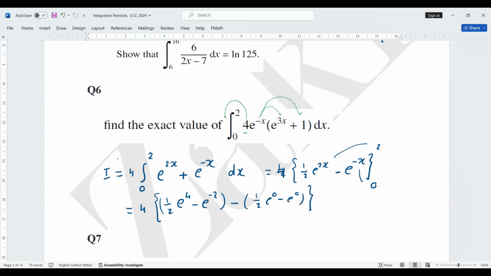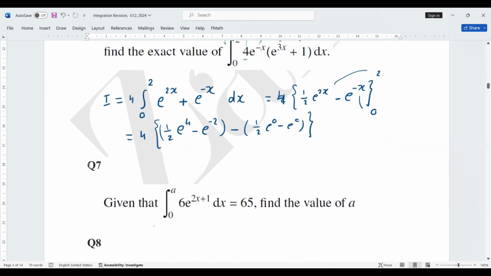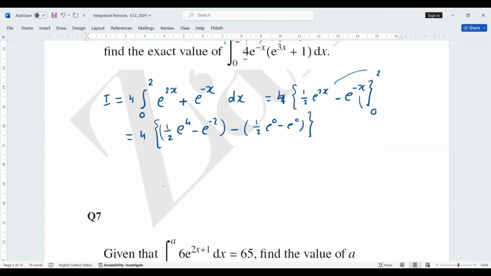So the answer, because you said exact value, it's 4 outside. It's half e power 4 minus e power negative 2, e power 0, 1. So it's negative half, e power 0, 1, negative times negative positive 1. Okay. Then we can, negative half plus 1 is half. So it's 4 bracket half e power 4 minus e power negative 2 plus half.